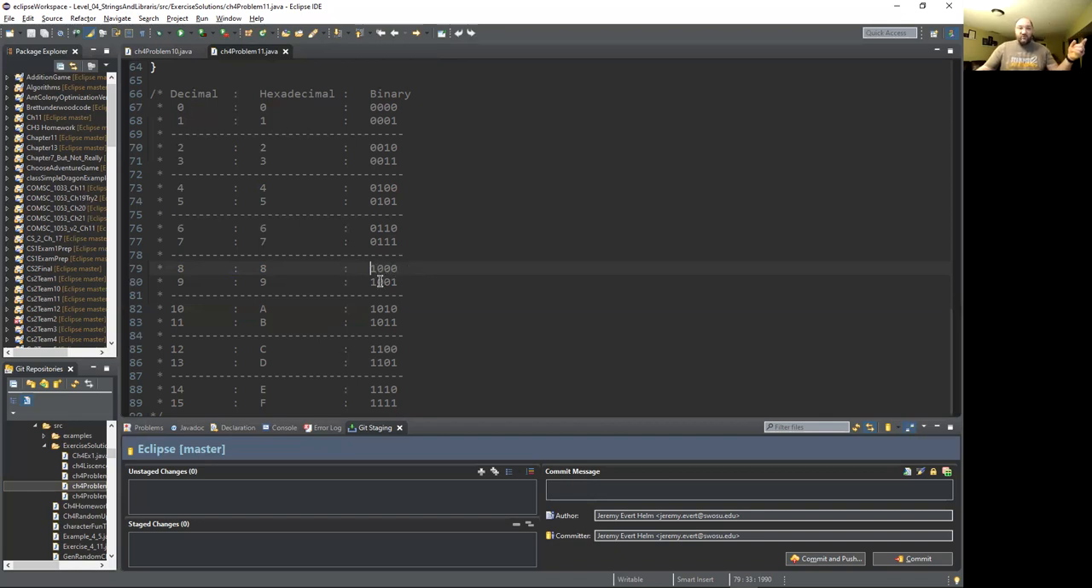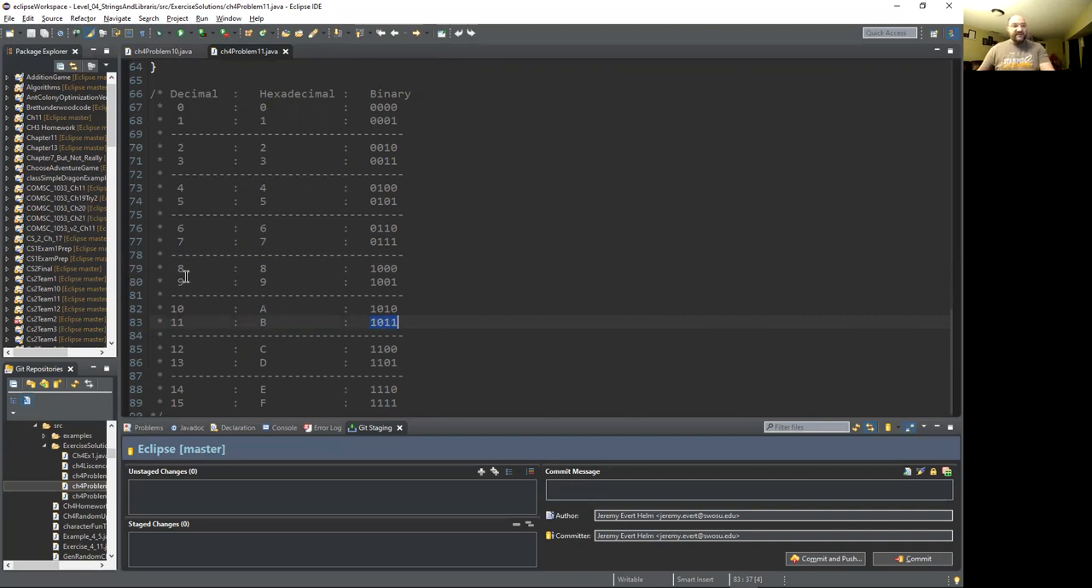And if we just add 1 more to that, it's going to be 9. So that's 1 times 8 plus 1 times 1 gives us 9. Now let's look at 10. We've got 1 times 8 plus 1 times 2 to get 10. To get 11, it's going to be 1 times 8 plus 1 times 2 plus 1 times 1. And that's going to be 11.